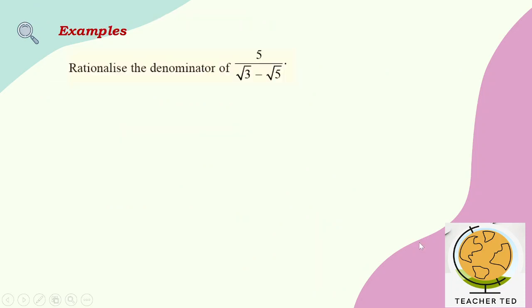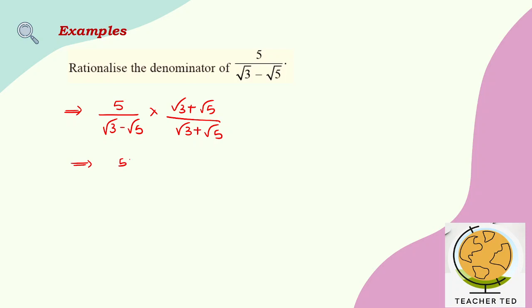Let us take one more example. We have 5 divided by root 3 minus root 5. We know already, to rationalize the denominator, you need to multiply with the same numbers in the denominator with the positive sign, root 3 plus root 5 divided by root 3 plus root 5. You multiply the numerator with 5, it becomes 5 into root 3 plus root 5 whole, divided by, this becomes A plus B into A minus B, that is root 3 square minus root 5 square.